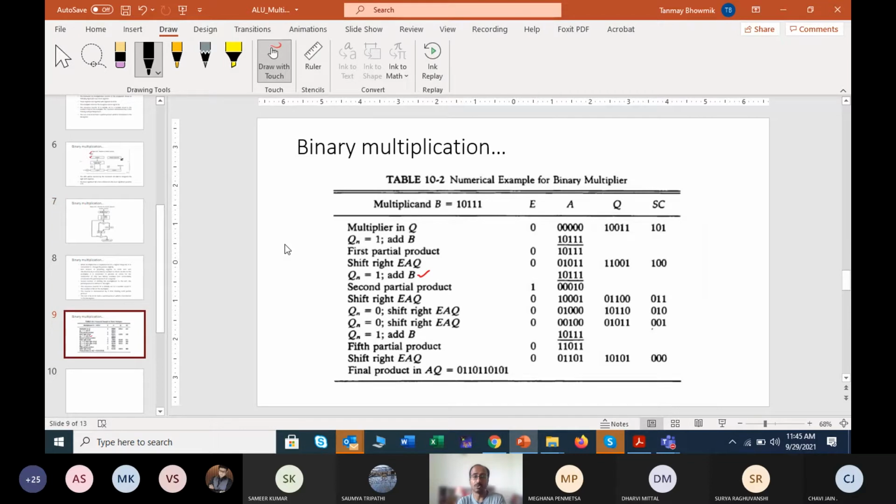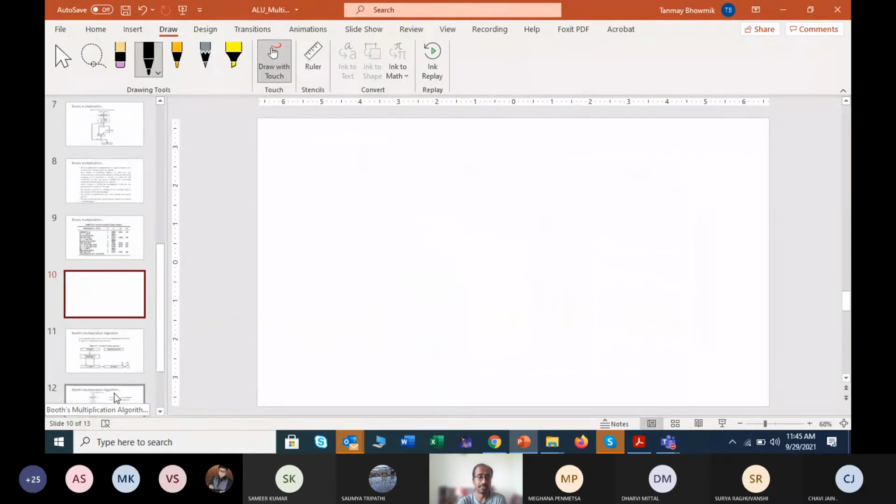Apart from this, I also requested that you please go through some short examples. One example set has also been uploaded in LMS. You can check it. There are some problems given, and you can also try to solve them. Okay, so now we will gradually move to the 2's complement multiplication.